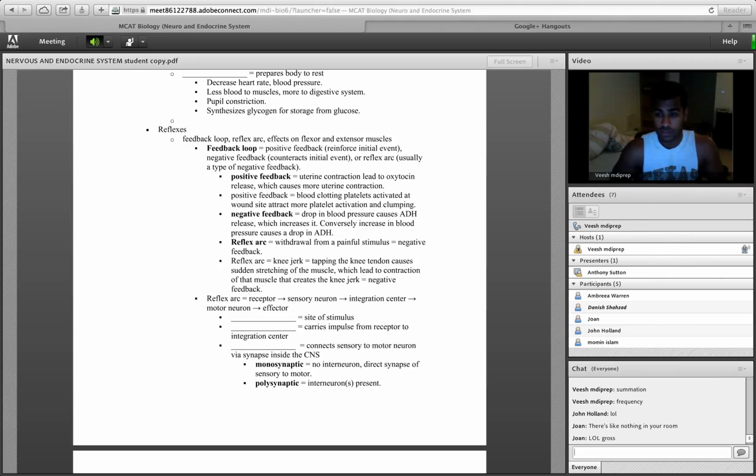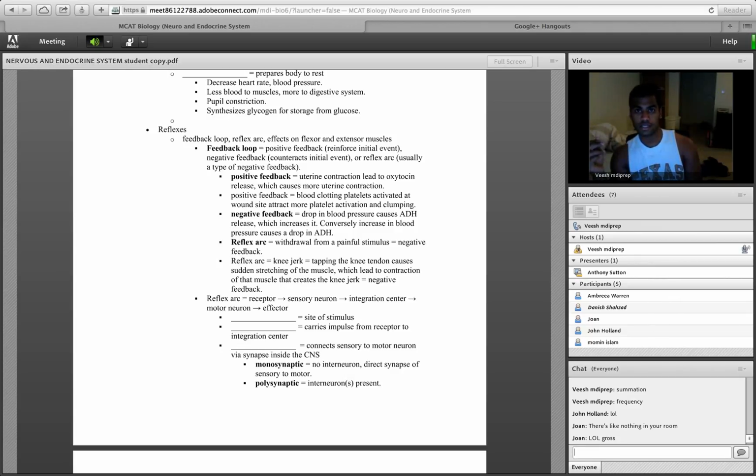It leads to oxytocin release, which leads to more uterine contraction. Another example would be with blood clotting platelets. So the blood clotting platelets activate at a wound site, it attracts more platelet activation and more clumping. Negative feedback works exactly the opposite way. So an example is if you have blood pressure that causes ADH release, that is going to be increasing your blood pressure. I guess you'll learn about that hormone when Dr. Sutton talks about the endocrine system, but ADH is antidiuretic hormone.